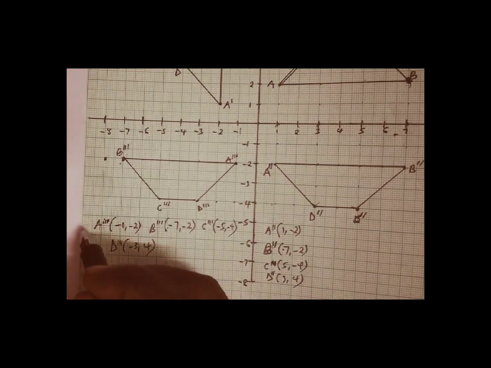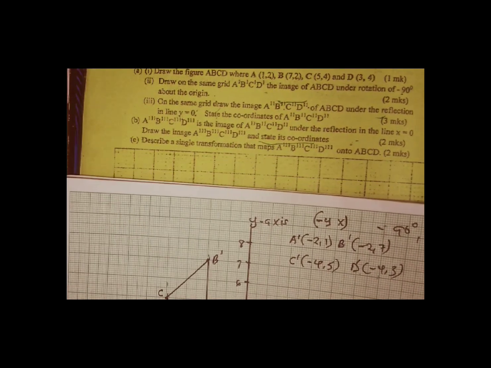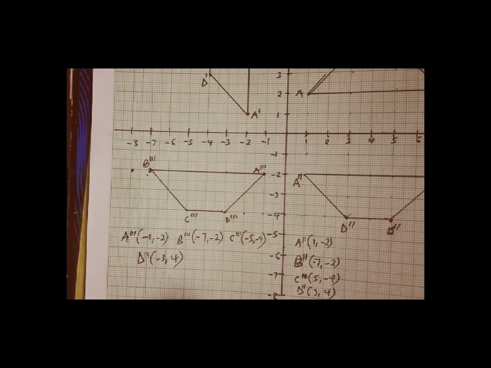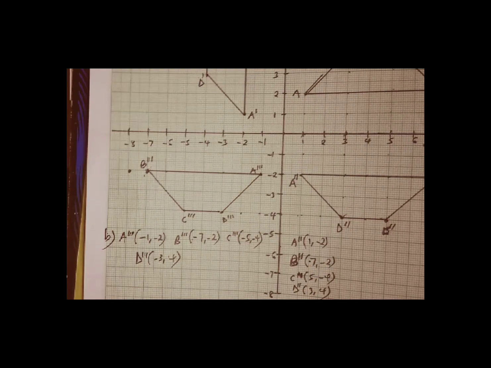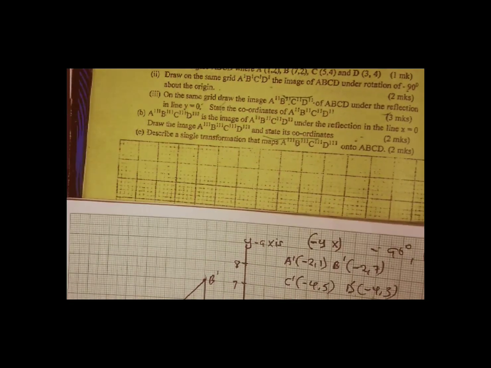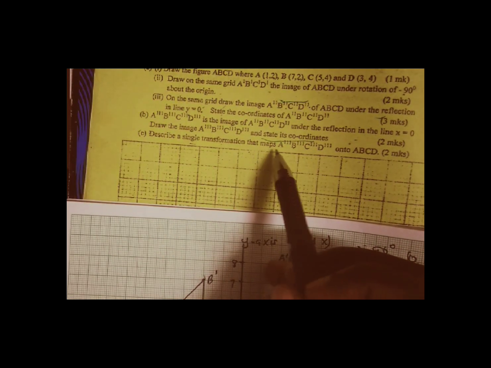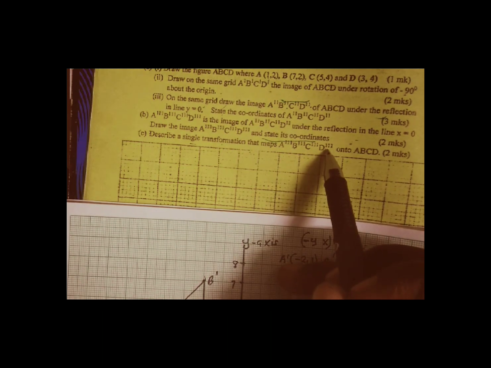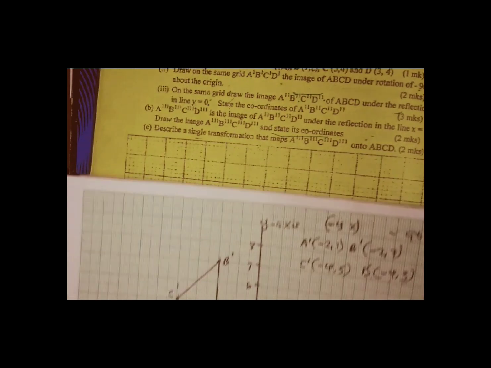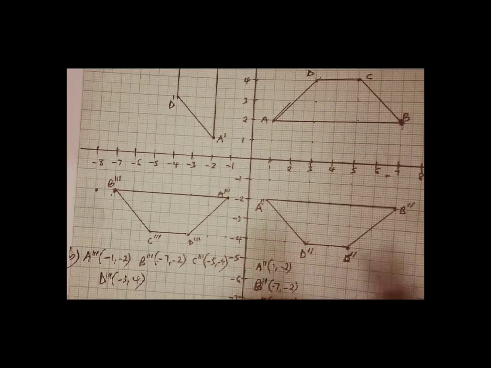We have already done part B here. Now it is part C. This is B, already done. Then now we go to C. We are told to describe a single transformation that maps A triple prime, B, C, D triple prime onto A, B, C, D. So we are considering the 2 figures here, or shapes.